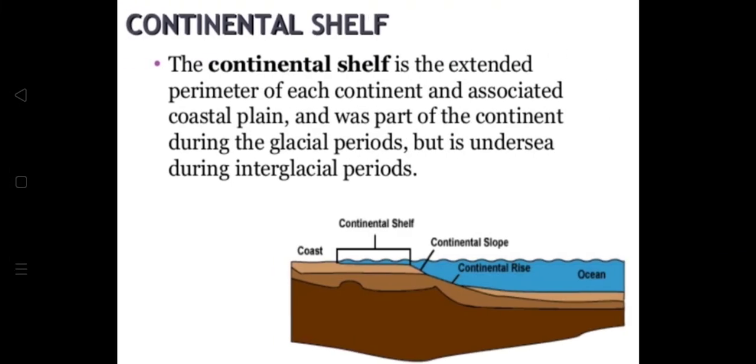Now, this is the diagrammatic form which you all can associate with and understand. How is it placed? The continental shelf is the extended perimeter of each continent and associated coastal plain, and was part of the continent during the glacial periods, but is undersea during interglacial periods.